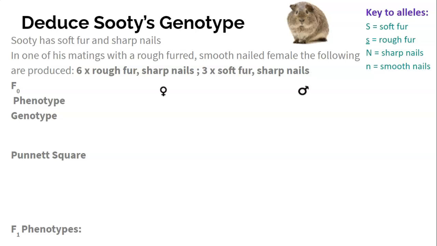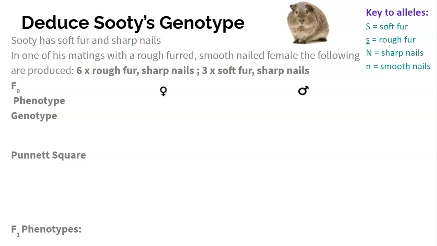Now, that's the kind of question I like to ask you on tests. So for this, I would do something where I give you the offspring and you need to figure out by working backwards what the genotypes are. So for this case, we're talking about Sooty, and he is like a guinea pig, and we know that he has soft fur and sharp nails. So both of those are dominant traits.